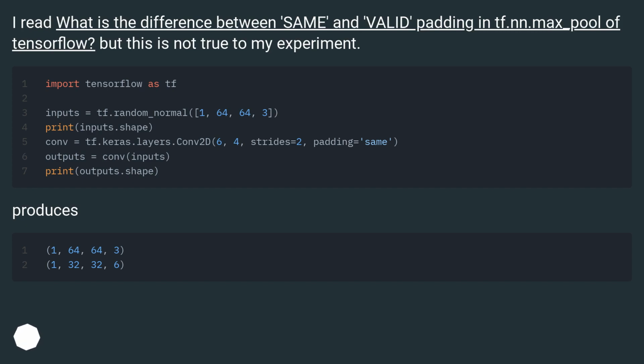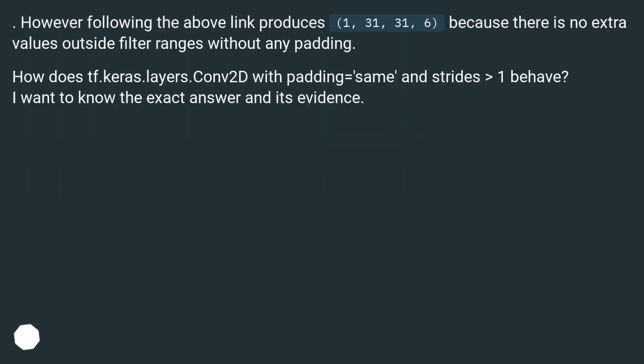Produces... however, following the above link produces 1, 31, 31, 6, because there is no extra values outside filter ranges without any padding. How does tf.keras.layers.Conv2D with padding equals same and strides 1 behave? I want to know the exact answer and its evidence.